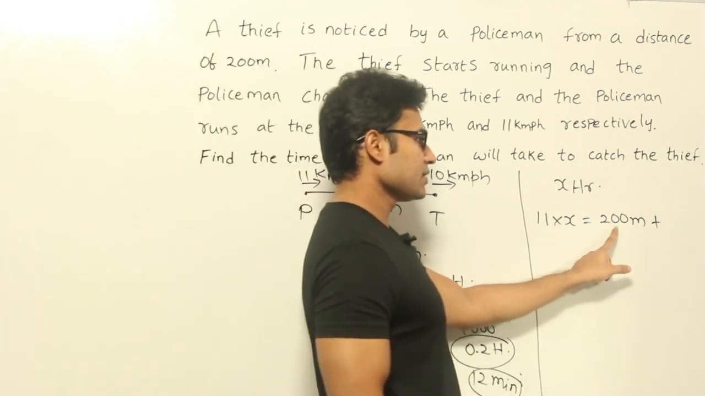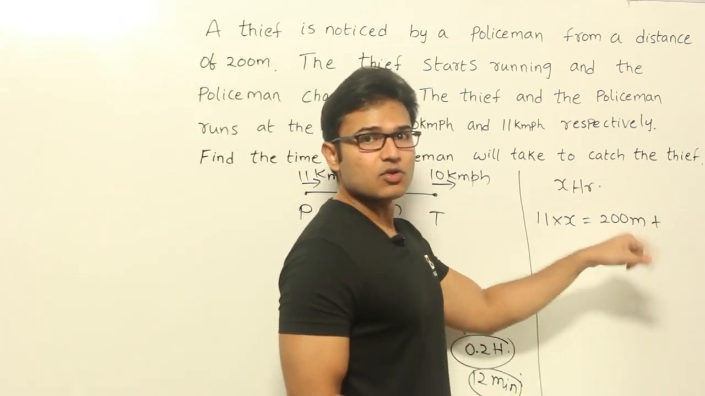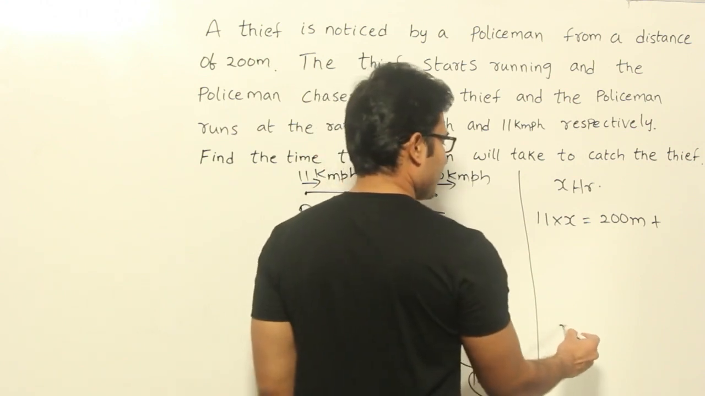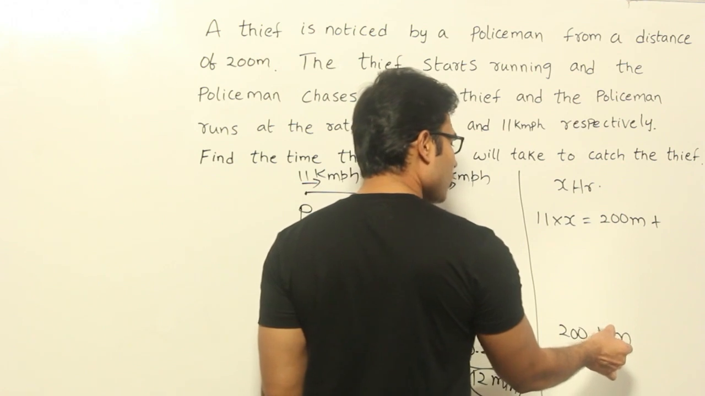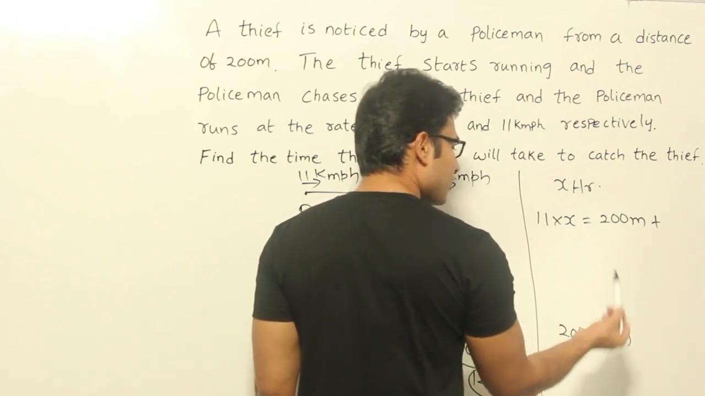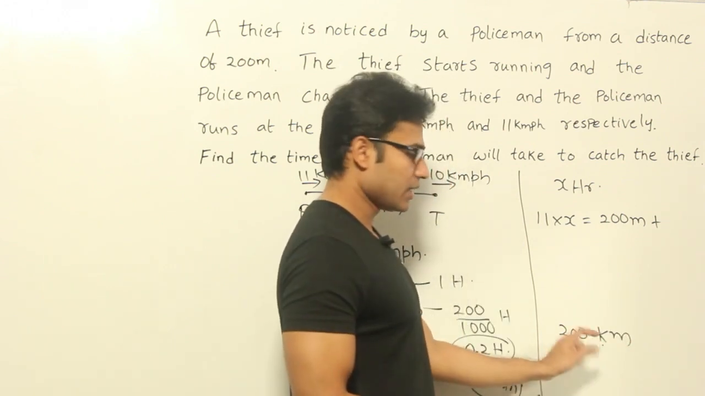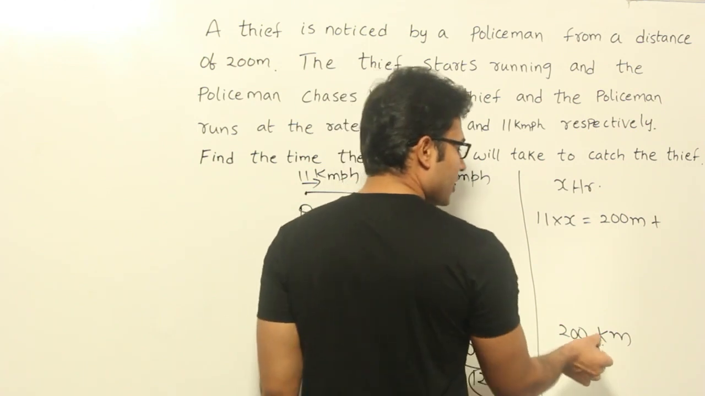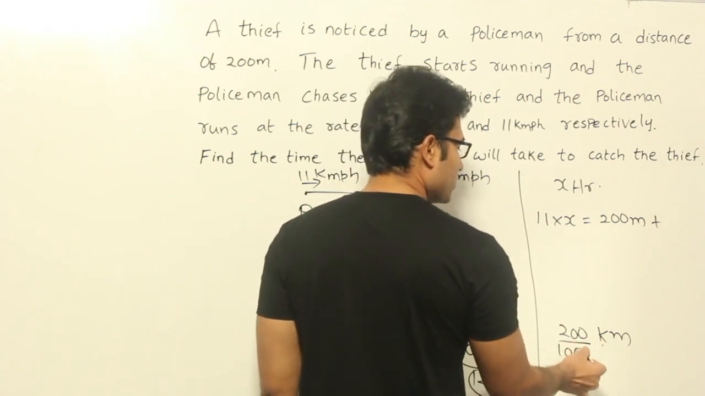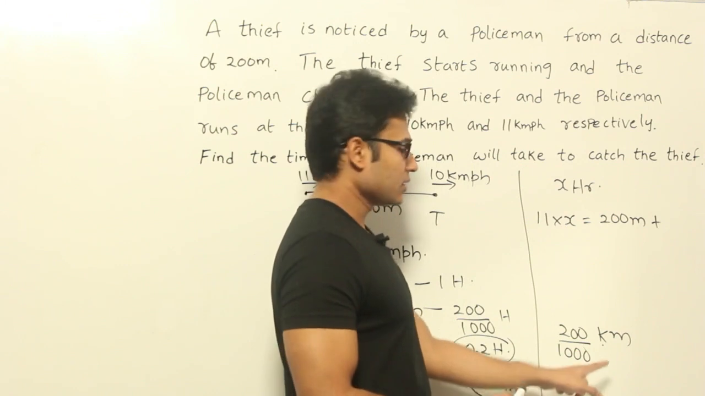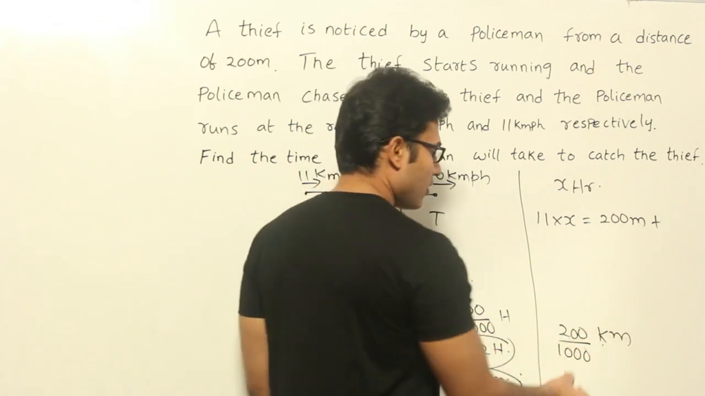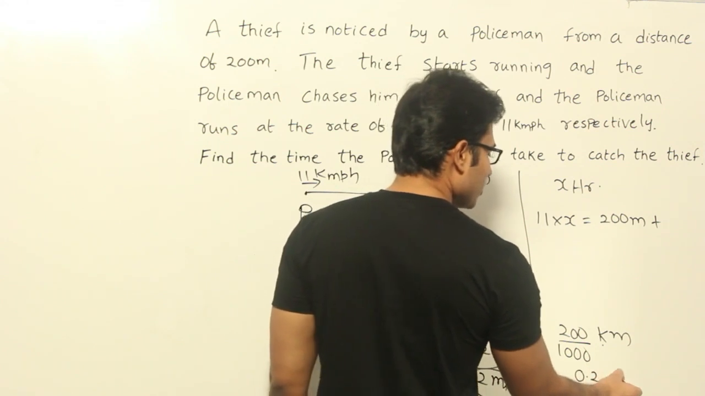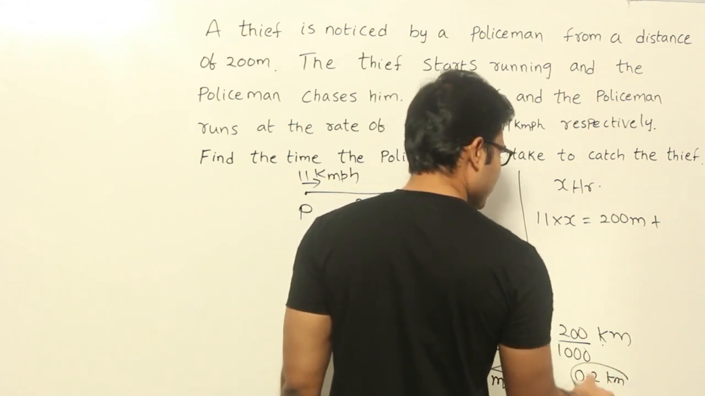Now 200 meters is nothing but 200 by 1000 kilometers, isn't it? See, 200 meters is given. Now if I want to add kilo, it means that I am multiplying it with 1000, isn't it? Kilo, k means 1000. So if you are going to multiply it with 1000, then divide it with 1000. Are you getting this? 1000 and 1000, therefore still it is 200 meters only. Now we are going to get 200 meters is equal to 0.2 kilometers, isn't it?